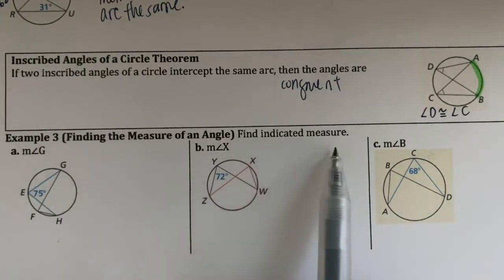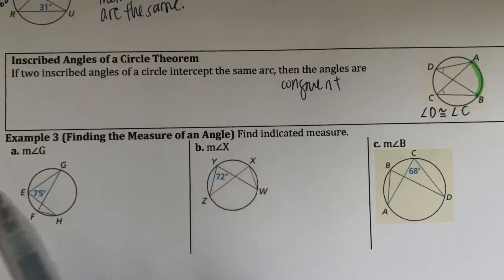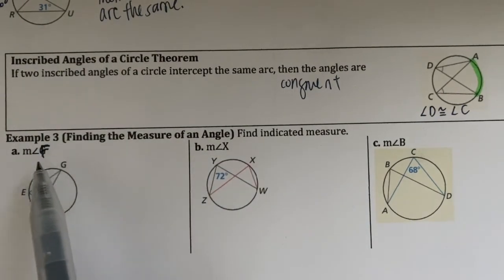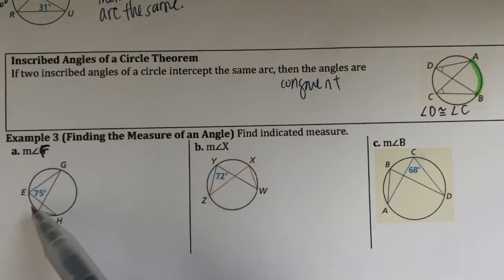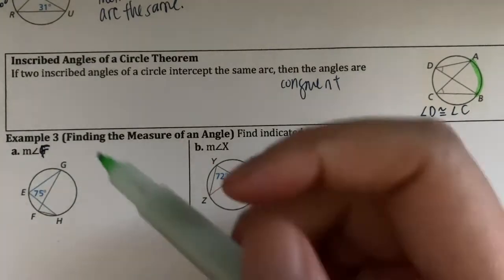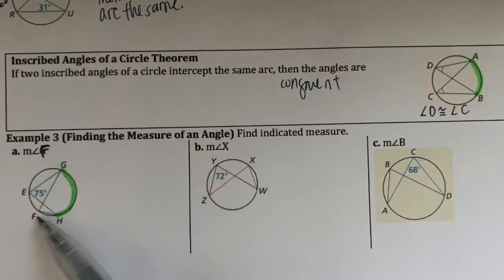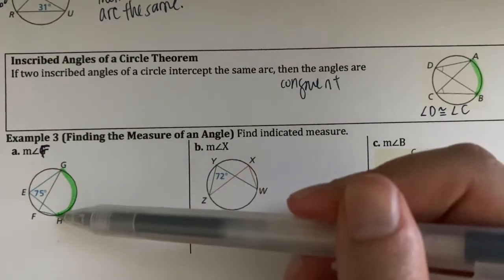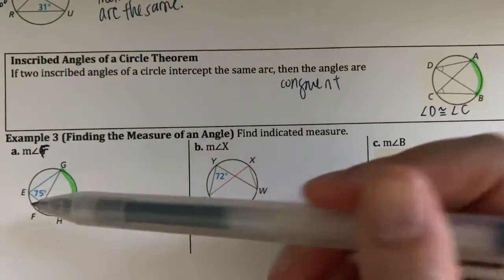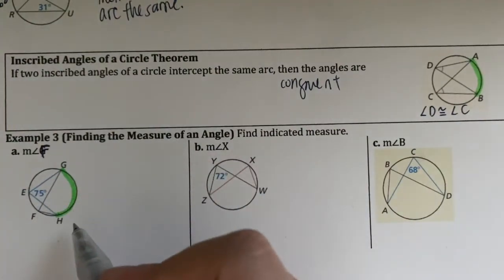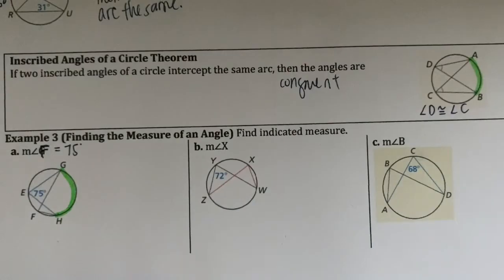We're asked to find the indicated measure for each of these circles. I made a little typo here. This should say the measurement of angle F. In this diagram, we know that the measurement of angle E is 75 degrees. The arc that is intercepted is arc GH, and we're asked to find the measurement of angle F. Notice that the endpoints of this angle are also at G and H. So these two angles are going to be congruent, and the measurement of angle F is going to be 75 degrees.